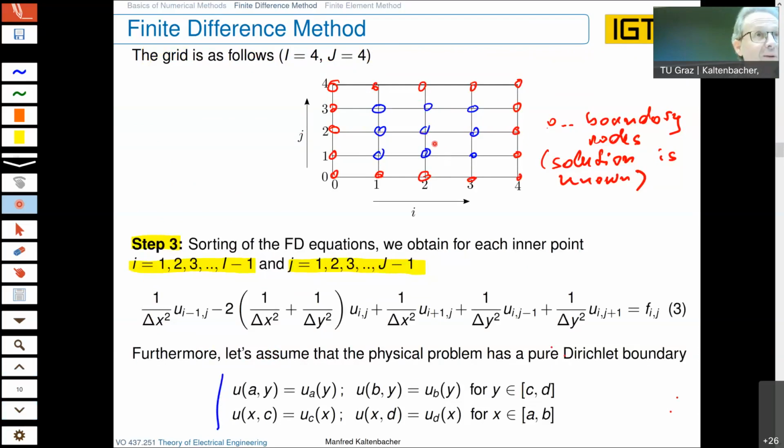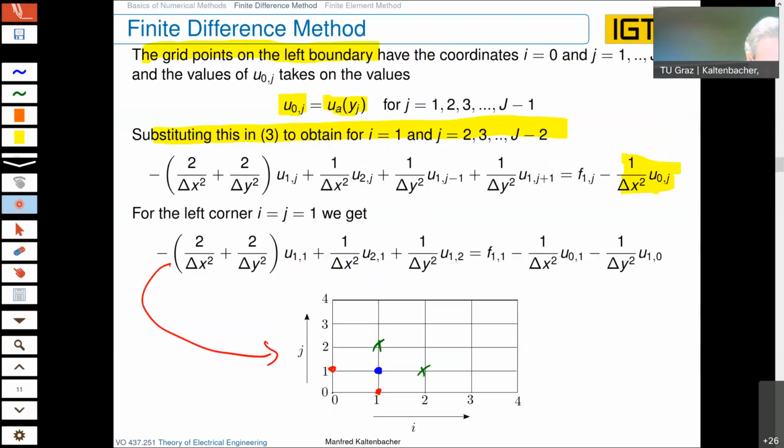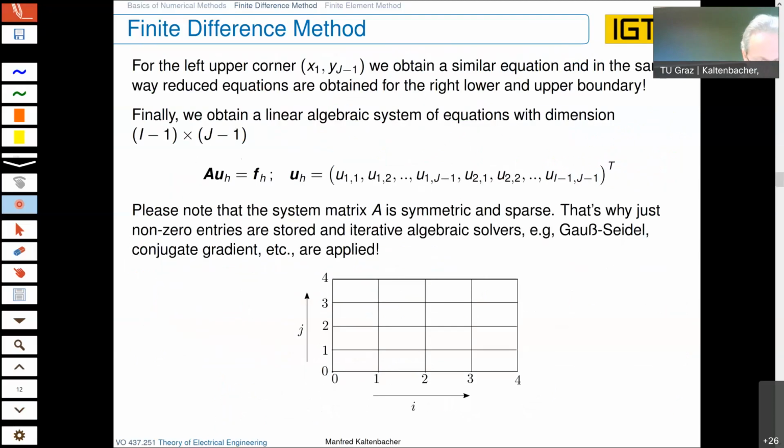This is this center node here. For these nodes here, we always have involved some boundary nodes, where we know the solution. So for this equation, we have to do the rearrangement for 8 equations, and for one equation, no rearrangement, because the discretization includes an equation with all unknowns.